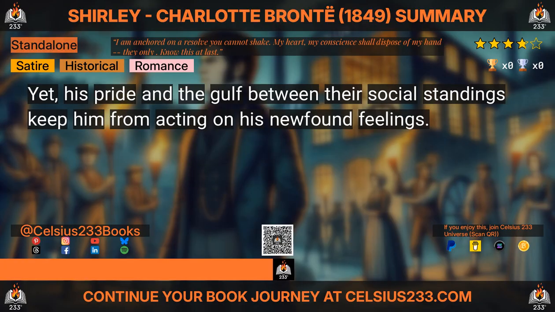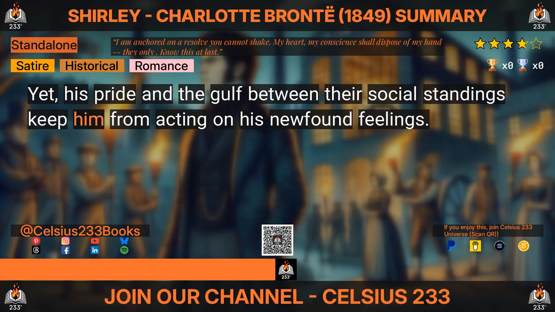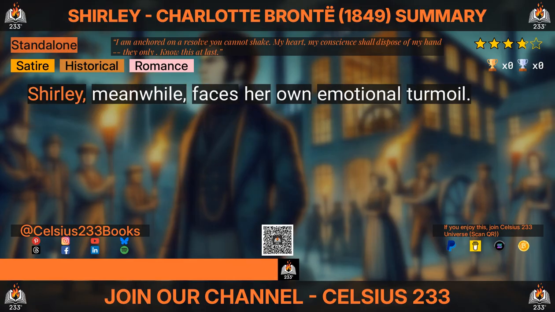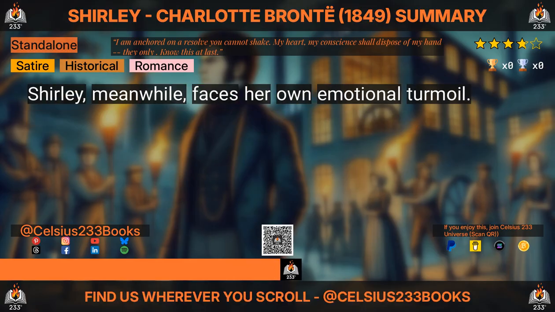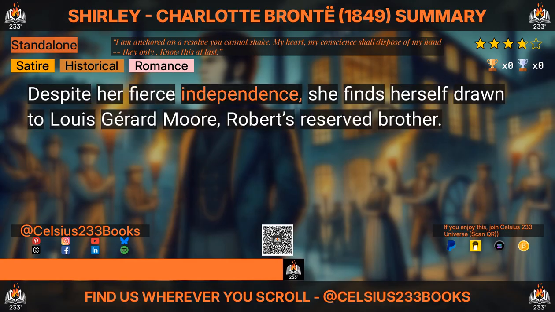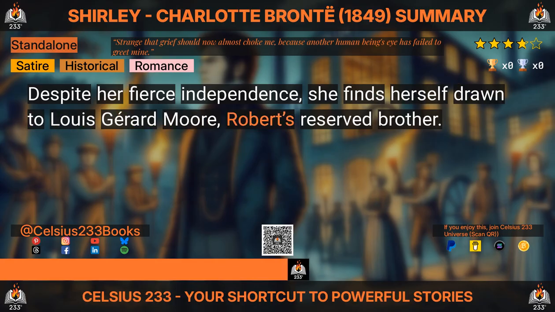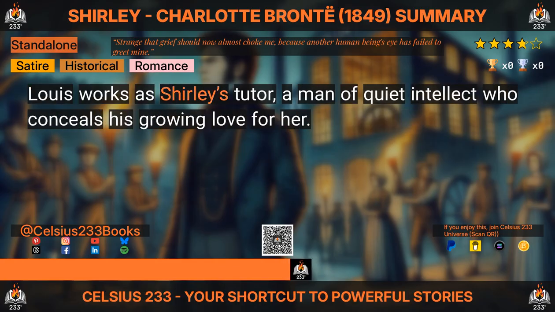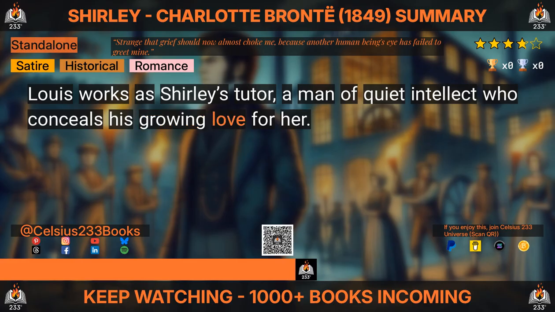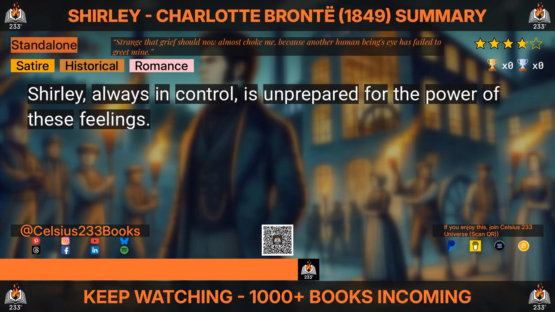Yet, his pride and the gulf between their social standings keep him from acting on his newfound feelings. Shirley, meanwhile, faces her own emotional turmoil. Despite her fierce independence, she finds herself drawn to Louis Gerard Moore, Robert's reserved brother. Louis works as Shirley's tutor, a man of quiet intellect who conceals his growing love for her.